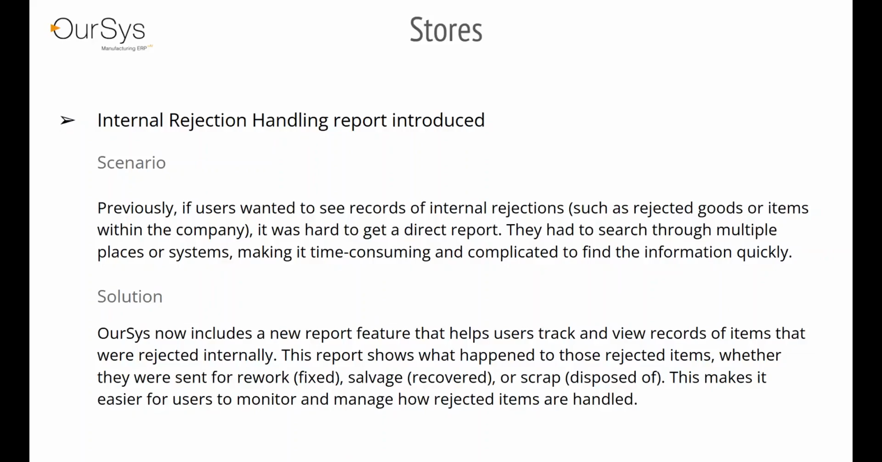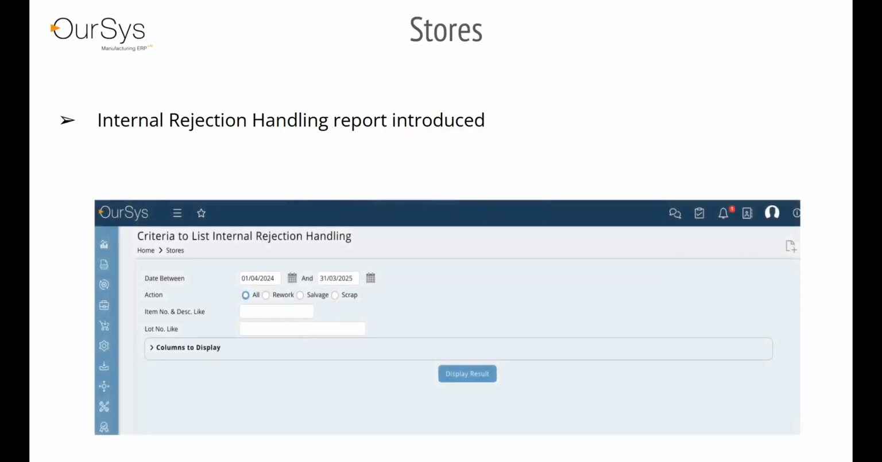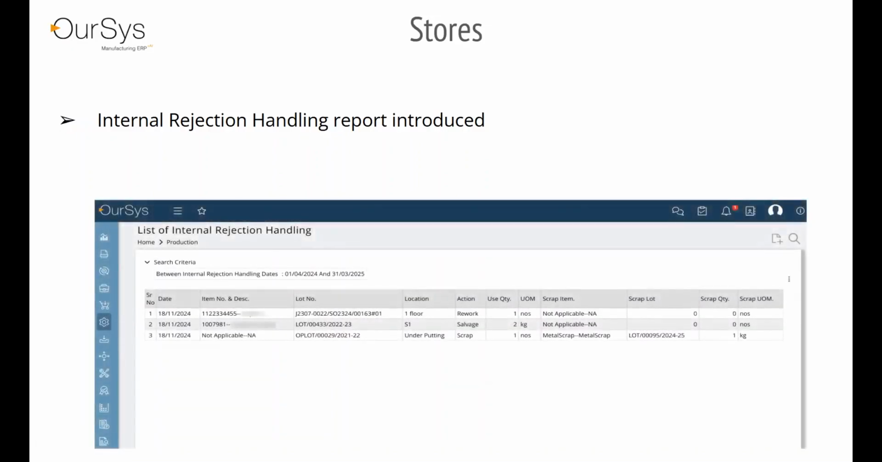Here you can see we have now given a search bar where the user can take the report. And we have also given multiple options where you can take the action, whether you want to see internal rejection by rework, salvage, or scrap. That can be filtered out. And here the report comes.